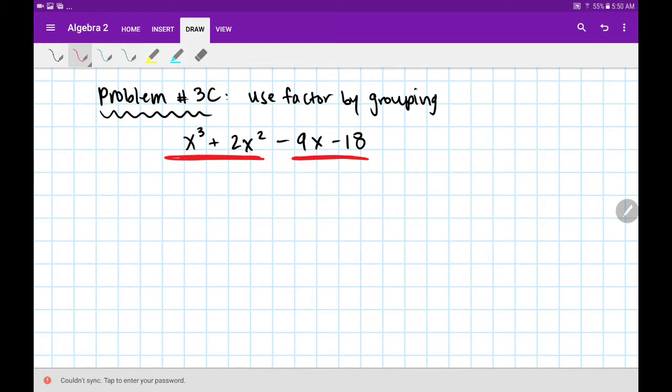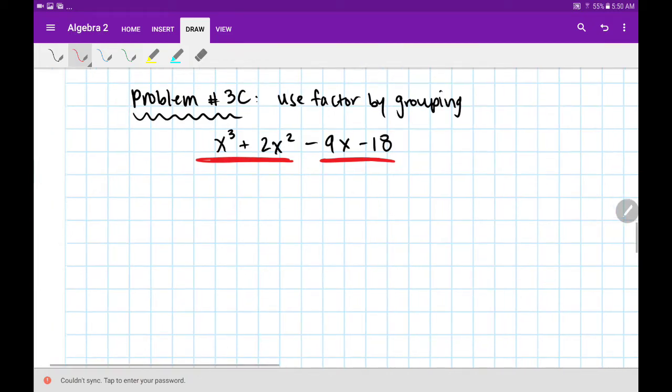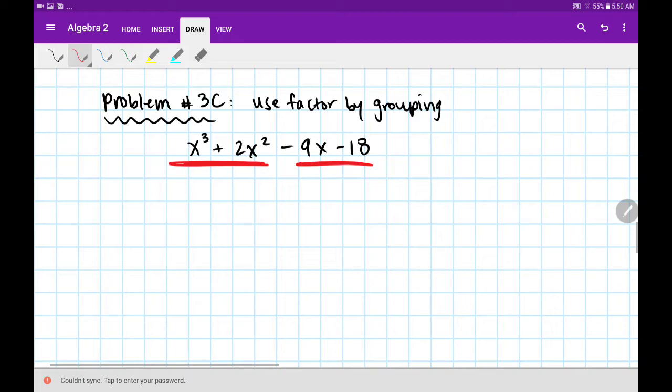Okay, so now I want you to just focus on the first 2 terms. So it's almost like pretend you don't see the minus 9x minus 18 at all. Pretend it's not there. Just look here. So here's the question you can ask yourself. We're basically using GCF on the first 2 terms. What can you pull out of both x cubed and 2x squared? We can't factor out any number, but they both have x squareds in common.